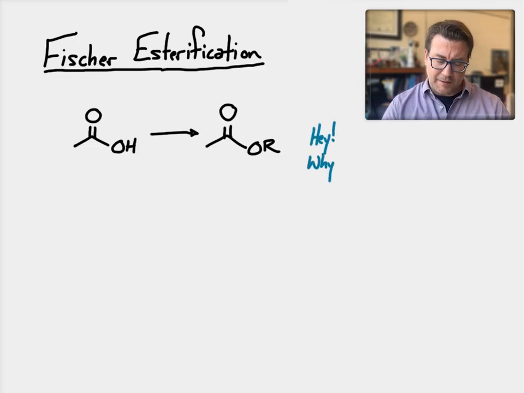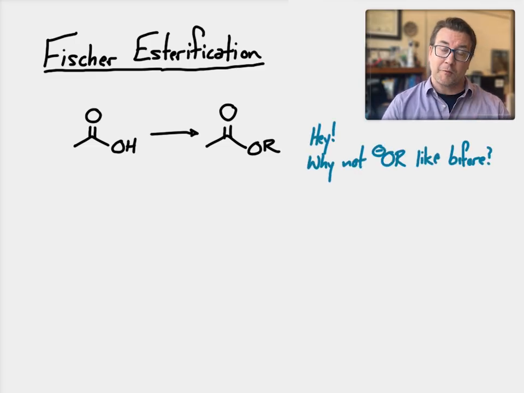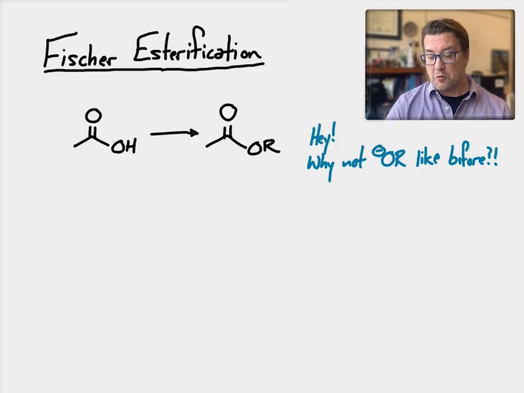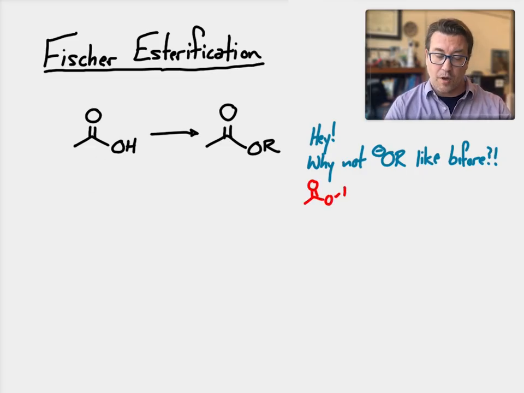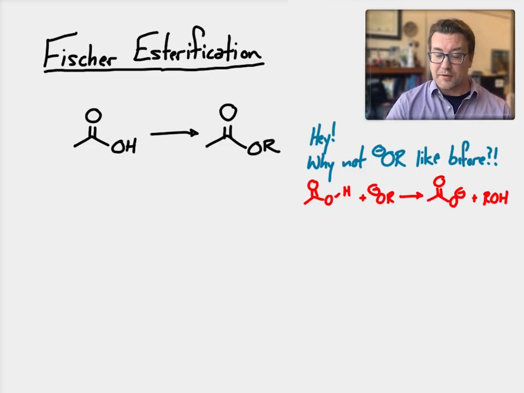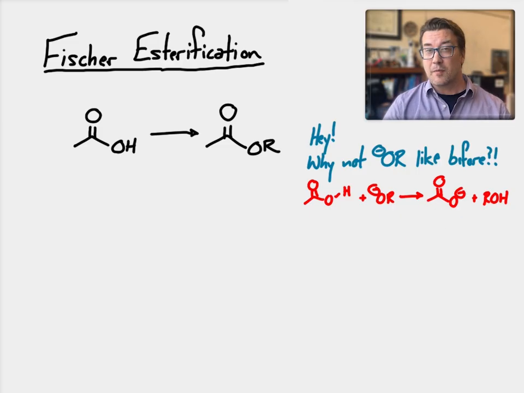First, let's answer a question you might be having: why not just use OR minus, as we've seen in acyl substitution chemistry, for example, a transesterification? Why not just treat this as we've seen before? Well, if you treated a carboxylic acid with OR minus, you would simply deprotonate the carboxylic acid and you'd wind up with a carboxylate. And if you remember from a previous video, carboxylates are really stable. So that's not a good approach to making an ester.